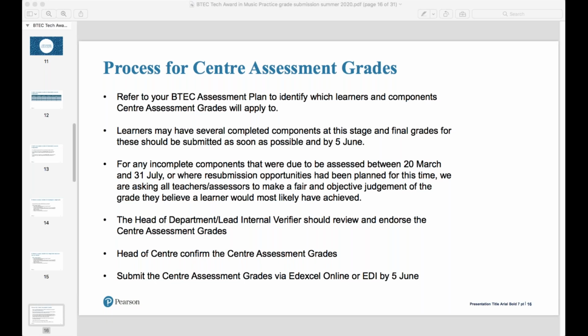but also if you are in a position where you don't feel that you can award a centre assessment grade, it may be necessary to adjust the assessment plan and assess that component at another time as well. We understand that the assessment plan is a working document and is going to have been impacted by the current situation as well, but we would ask you to keep a version control of any changes to the assessment plan as well.